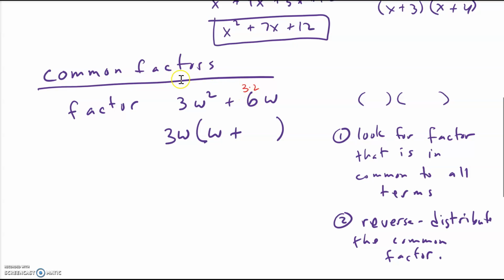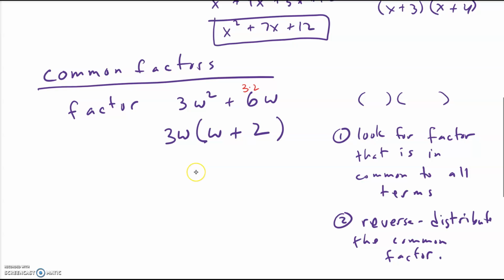And so you take the 3 out, you take the w out, you're left with a 2. Okay, so that is the answer. Now, how do I know that's the answer? Because if I multiply 3w times w plus 2, I get the original expression, 3w squared plus 6w.